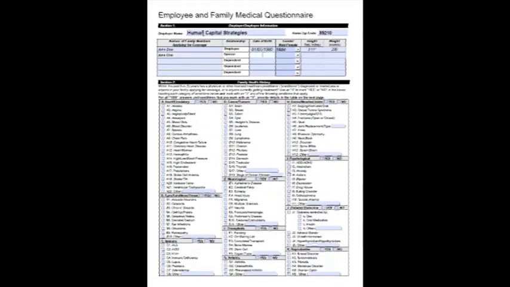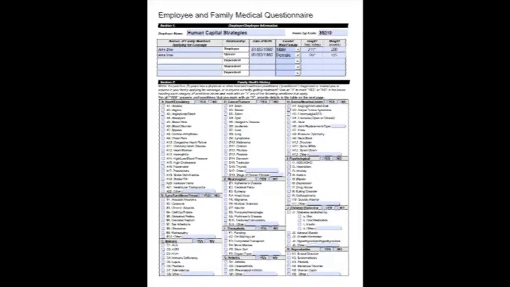That also goes with any dependents or kids that you may or may not want to have covered. If you do want them to be covered, go ahead and put their information. If not, please keep them out of this form. What we're going to do is continue on to Section 2.